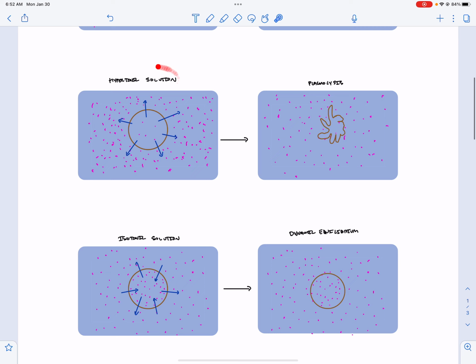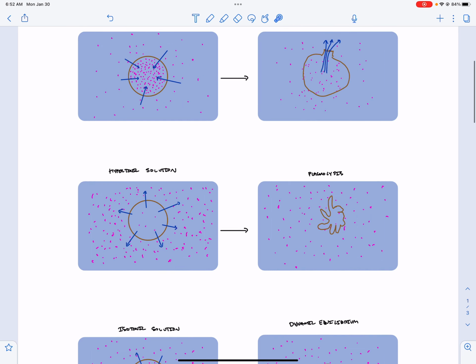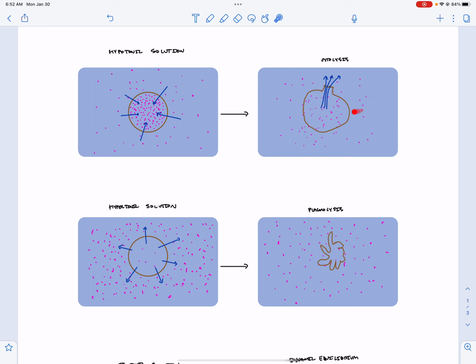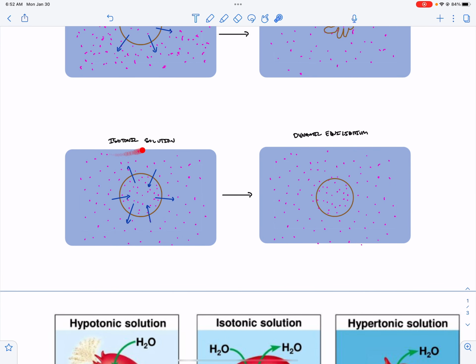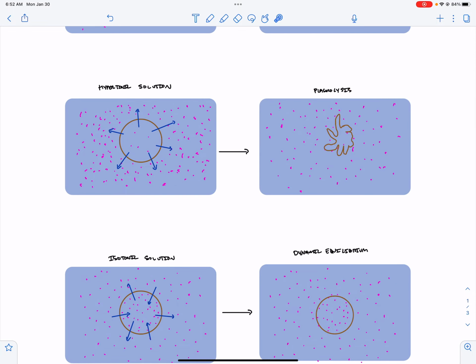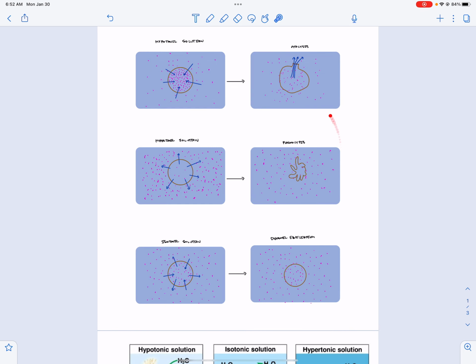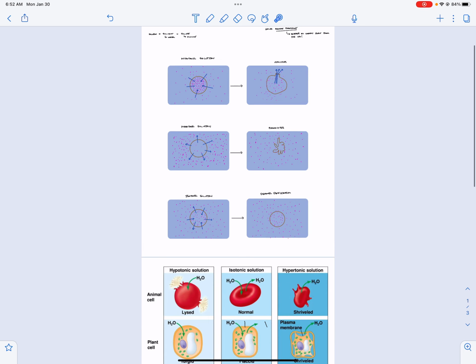So if a cell is immersed in a hypertonic solution, it's going to shrivel, it's going to lose water. If it's immersed in a hypotonic solution, it is going to gain mass because water is going to come rushing in. It might burst. And if it is immersed in an isotonic solution, it's neither going to gain or lose mass. It's going to stay the same size because it's already in dynamic equilibrium. A cell will stop plasmolyzing as soon as it reaches dynamic equilibrium. So this situation of water leaving the cell isn't going to stop until the concentration inside and outside the cell is the same. But I want you to notice that the cell will stop shrinking as soon as it reaches dynamic equilibrium as well. So these should all be in dynamic equilibrium at the end of their journeys.